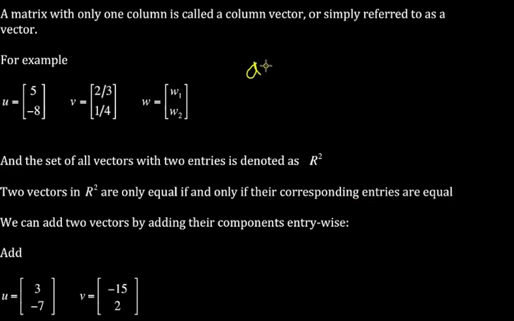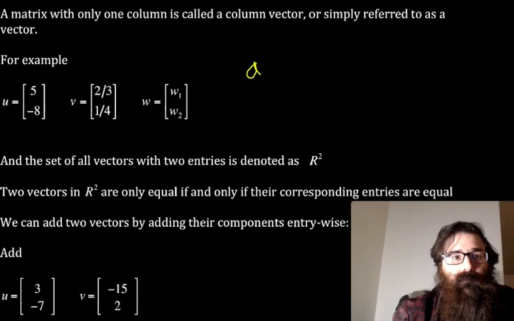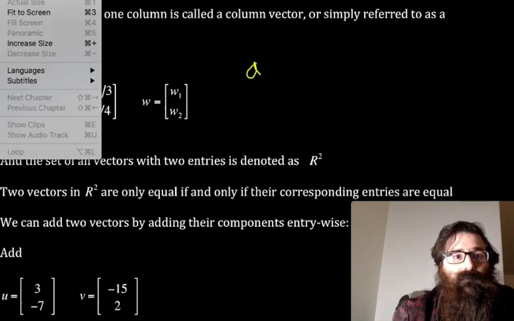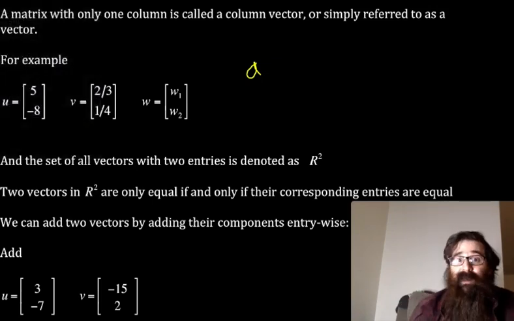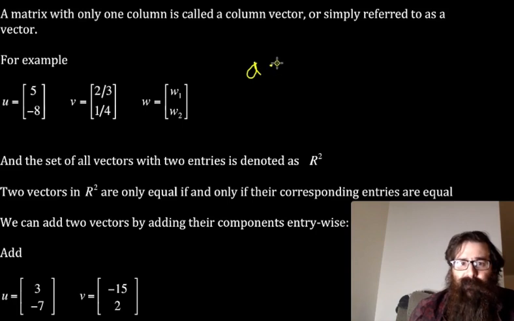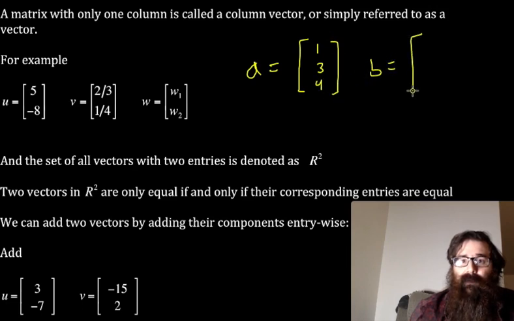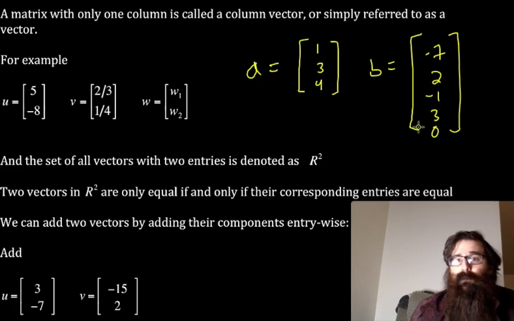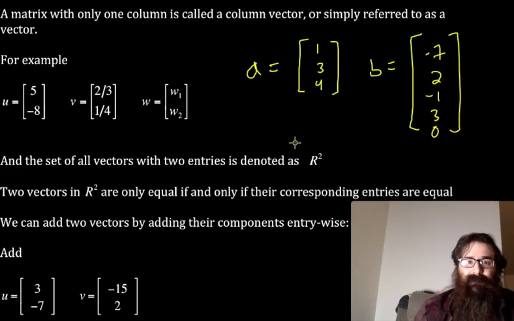I could have a vector, for example, a vector A with 3 entries, 1, 3, 4. I could have a vector B with, let's say, 5 entries, -7, 2, -1, 3, 0. So all sorts of possibilities there.